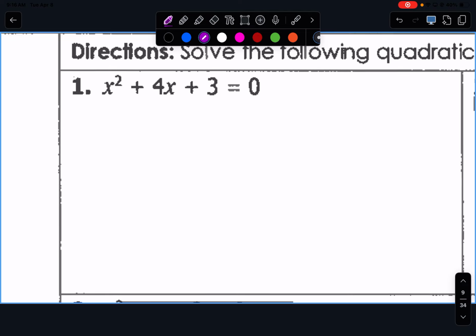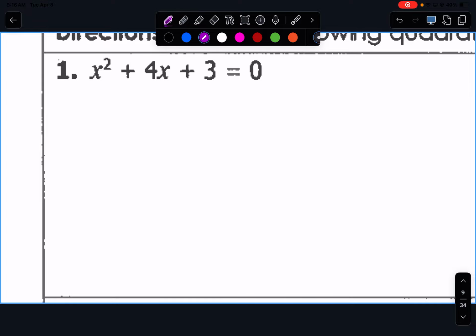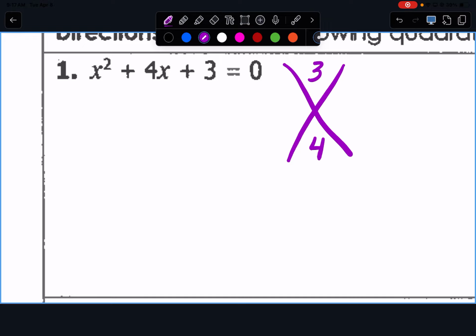Okay, so now for number 1. We have to figure out what multiplies to give us a times c and adds to give us 4 again. So what times what? What is a times c? What is b? Okay, 3 times 1. Okay, now in this problem, what is our a value?